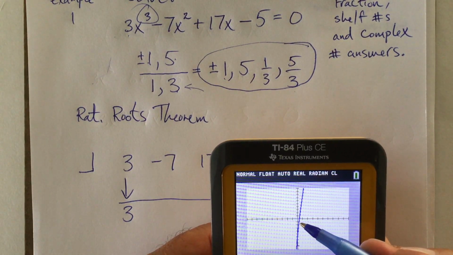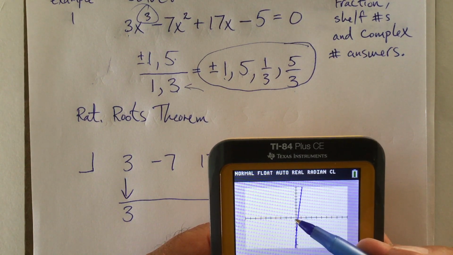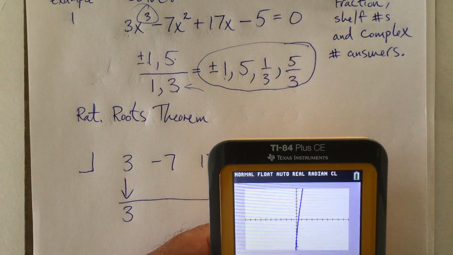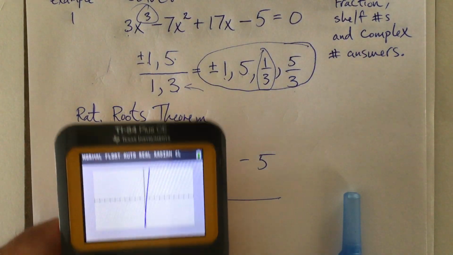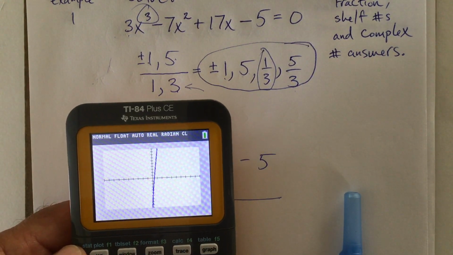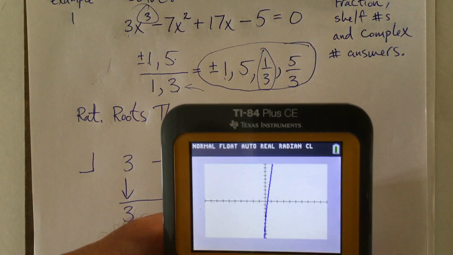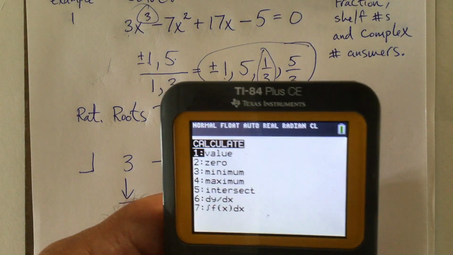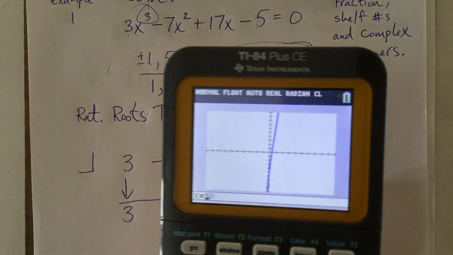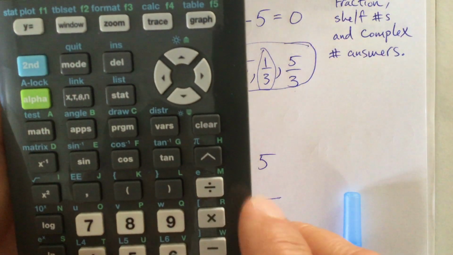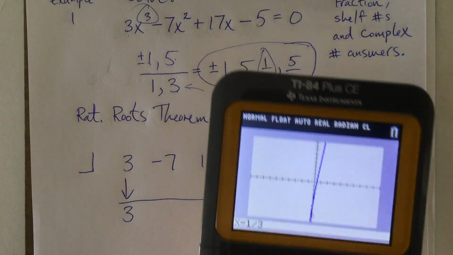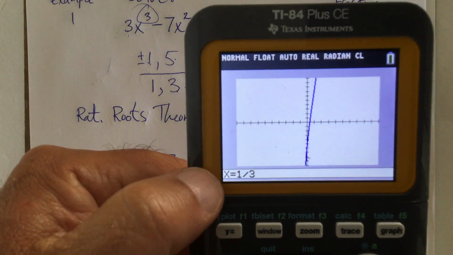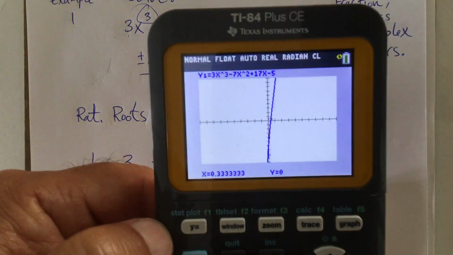That intersection with the x-axis appears to be between 0 and 1. Hey, you know what? That's my only choice in my list of possible roots between 0 and 1. So I'm going to go second, calculate the value. At 1, now to enter a fraction on this, I just use division. 1 divided by 3. And look, it types it out for you like a fraction. I'm going to hit enter, and guess what?